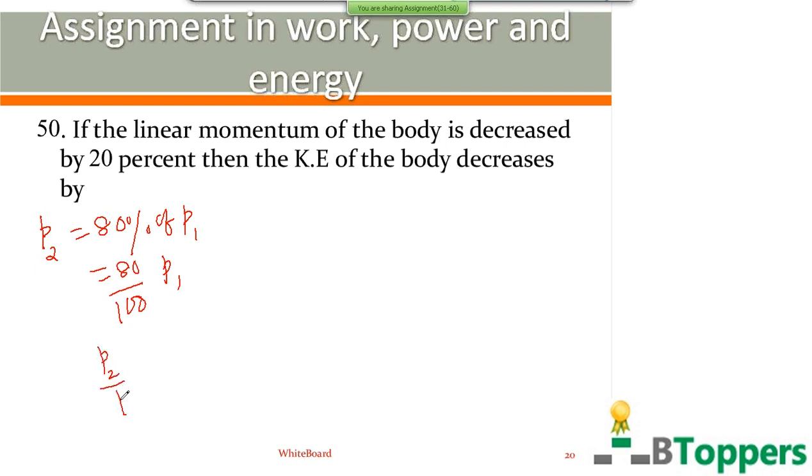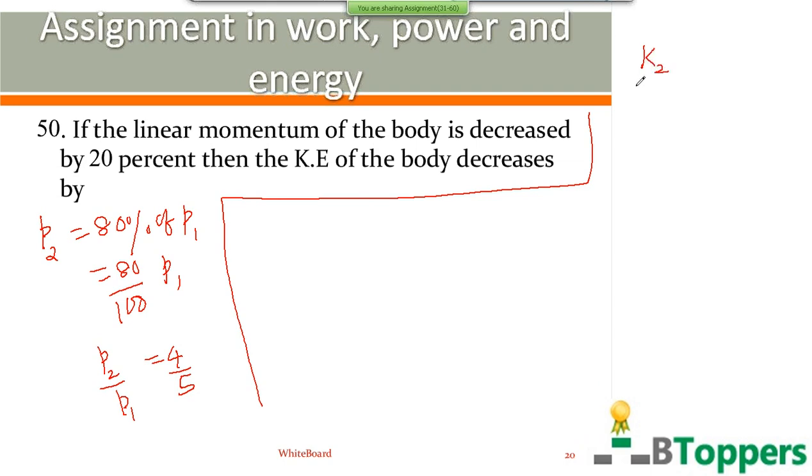Or P2 by P1 will be equal to 4 by 5. Let K1 denote the initial kinetic energy of the body, and K2 denote the final kinetic energy of the body. So the initial kinetic energy can be written as P1 square by 2m. The final kinetic energy of the body can be written as P2 square by 2m.